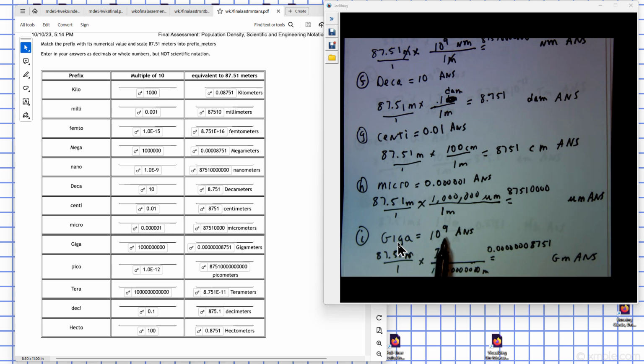And then you get down to giga. From the conversion chart, it's 10 to the 9. And they want you to convert 8.751. 1 giga is here, and so many meters. And so 87.51 is going to be a very small number.